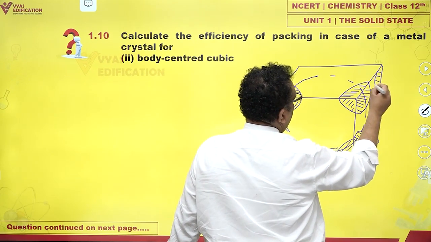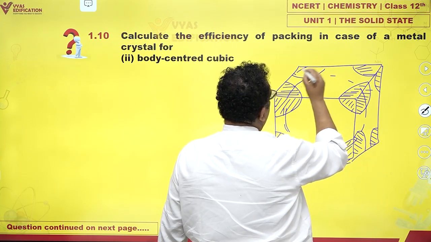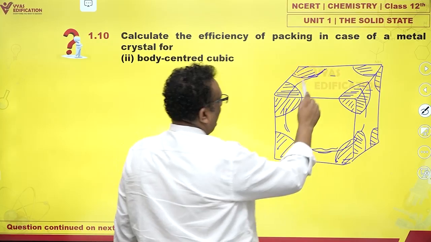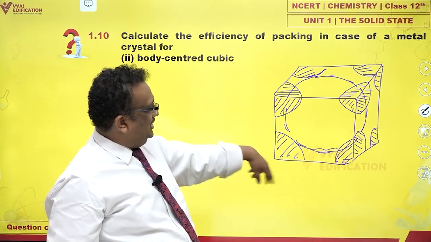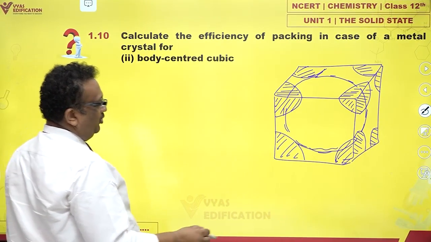Please note, all the corner atoms are actually touching the central atom. Corner atoms are touching the central atom and they may not touch each other. In fact, they would not be able to touch each other. Okay, so what does that mean?